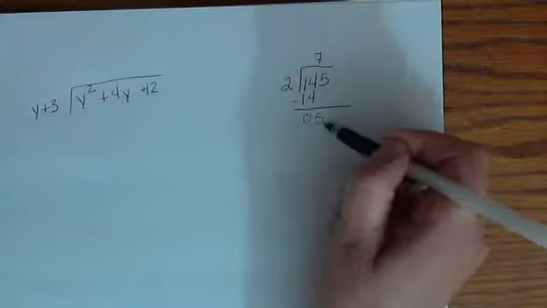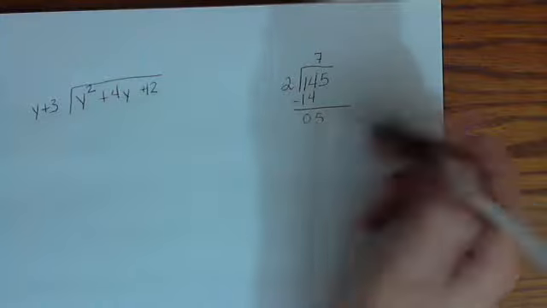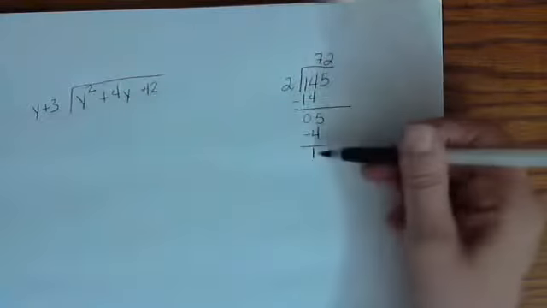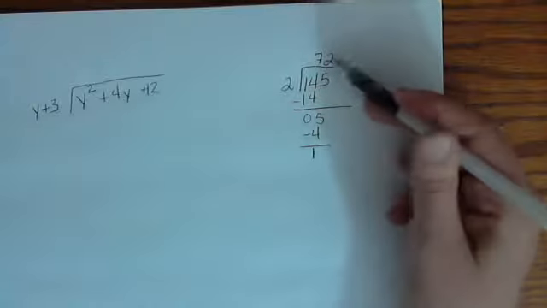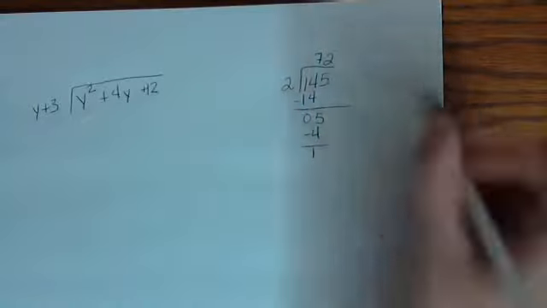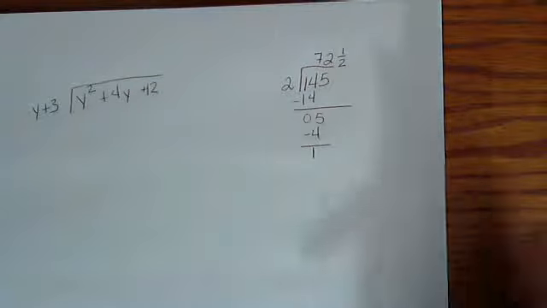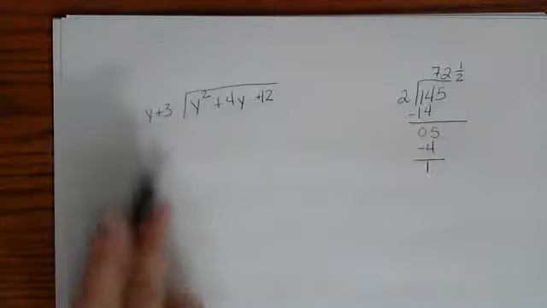2 goes into 5 how many times? Twice. 2 times 2 is 4. We subtract that. We're left with a 1. We have a remainder of 1. So you could say that it's going to be 72 and 1/2. That's one way you can deal with the remainder problem, right? We're going to do exactly the same thing over here, but this time we have a variable.